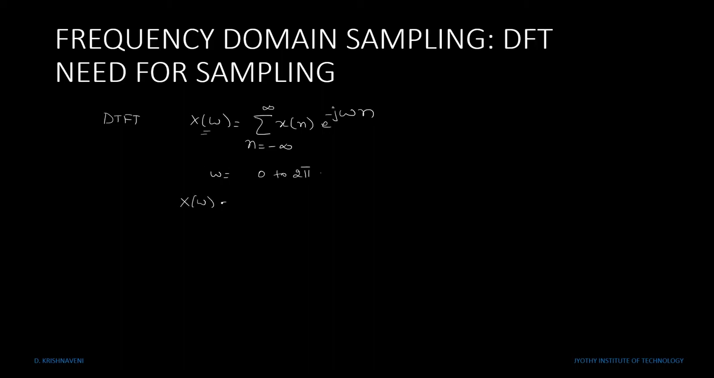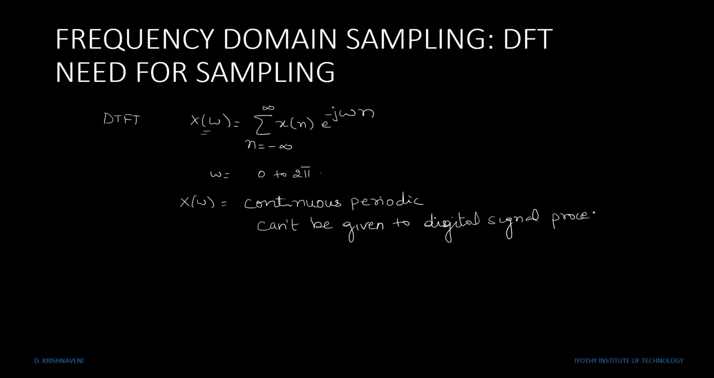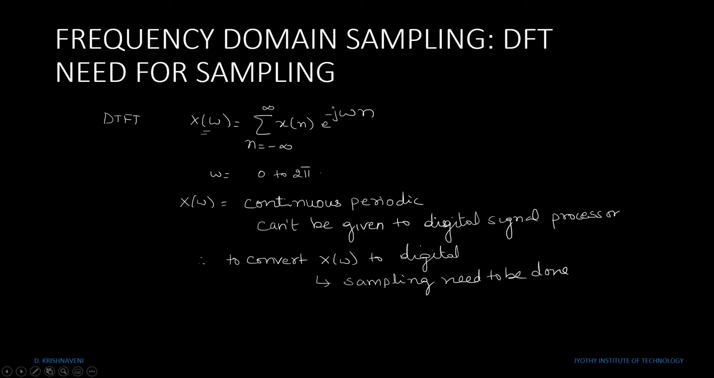And x of omega is a continuous periodic signal. It cannot be given to a digital signal processor. Thus, to convert x of omega to a digital signal, sampling needs to be done. So the spectrum x of omega is sampled uniformly.